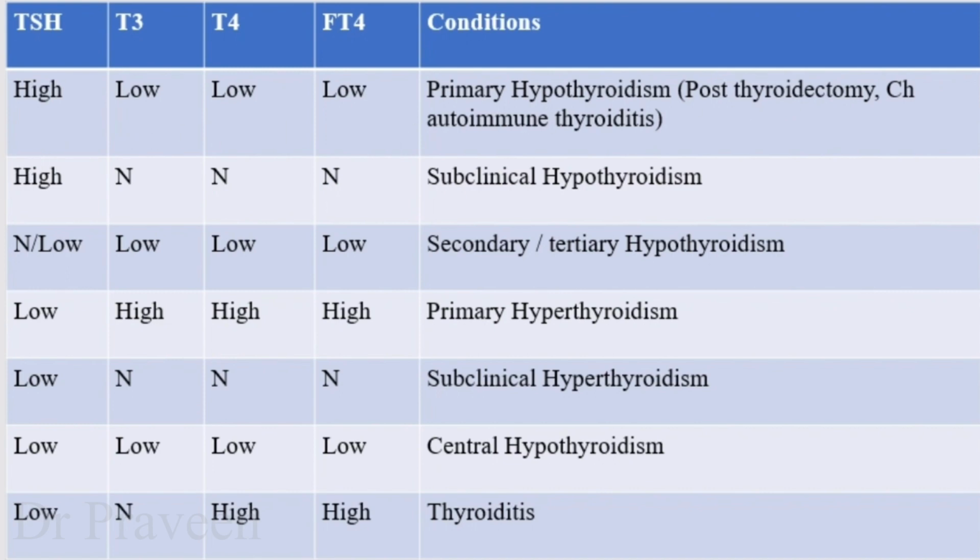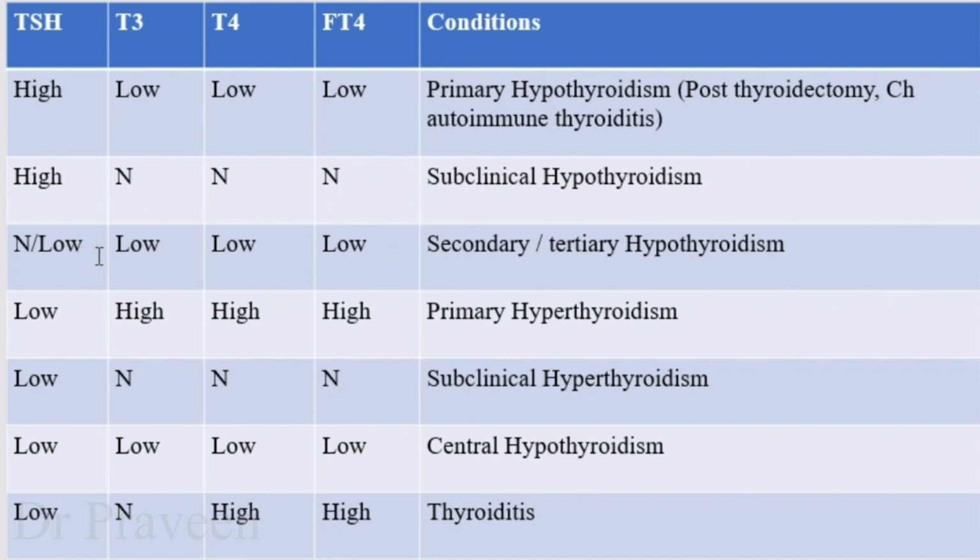If TSH is high, and T3, T4, FT4 are normal, this condition is called subclinical hypothyroidism. In the lab, we are unable to identify the hypofunctioning of the thyroid, but the pituitary has already sensed it. It has already identified the hypofunctioning of the thyroid. So these conditions are called subclinical hypothyroidism.